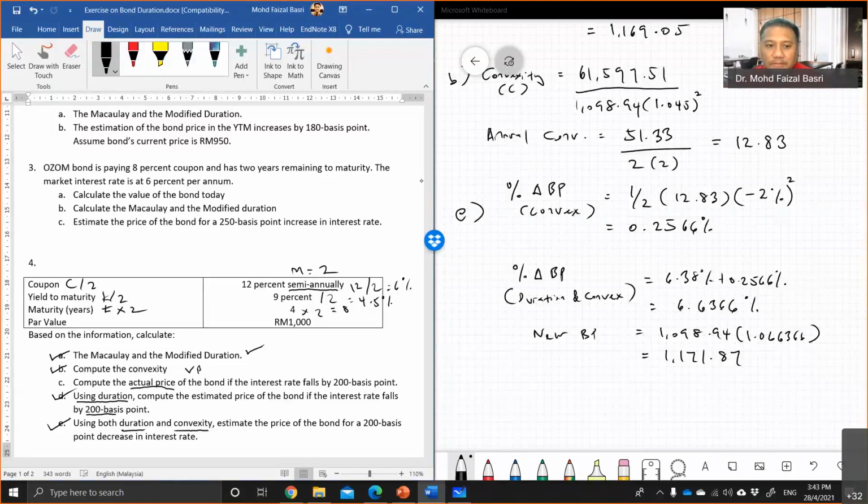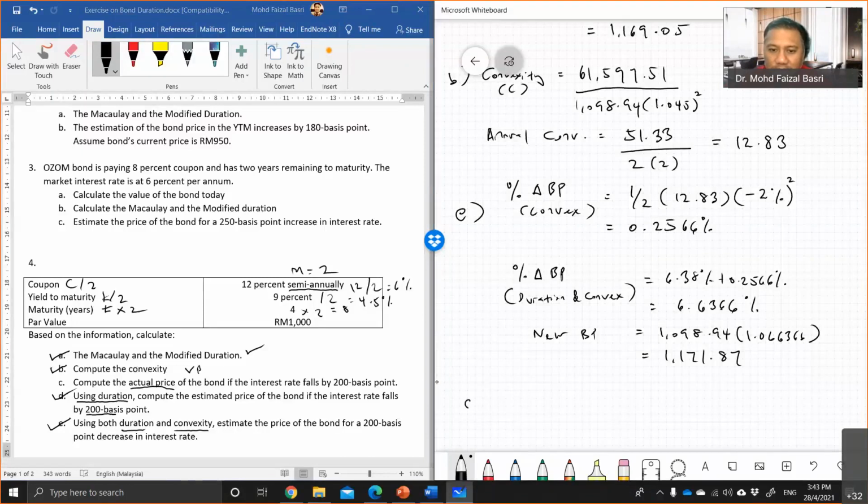Okay, so what does it mean by VB? We use the coupon times PVIFA, K, N, plus the par value times PVIF, K, N. For C, we don't use duration, we don't use convexity. Okay, and this is actually based on VB.